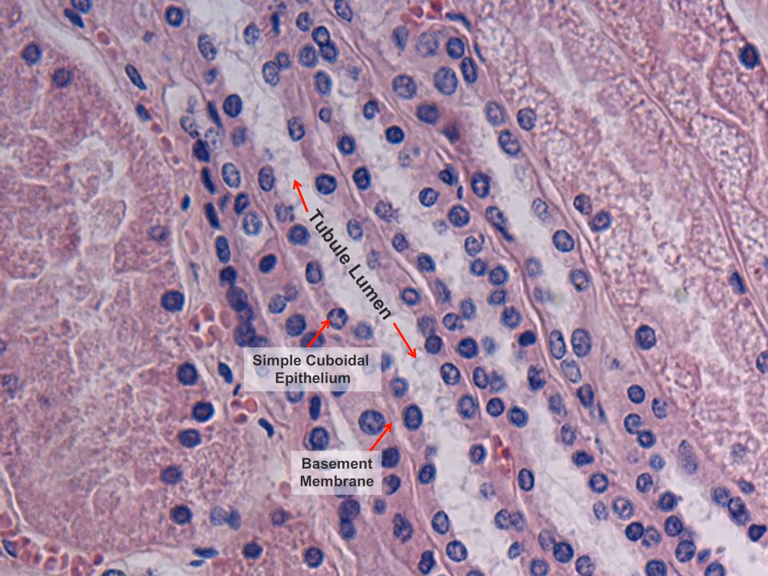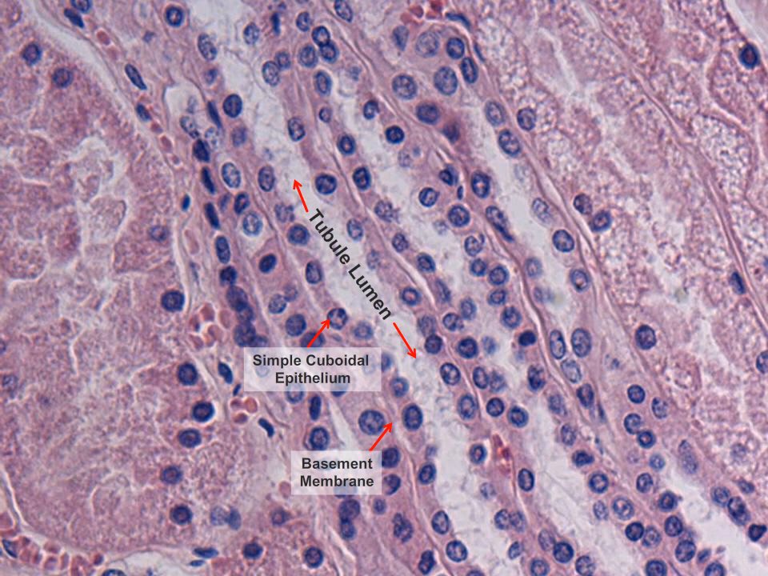Okay, here's another example of a simple cuboidal epithelium. Again, this one's probably from the kidneys. So what you can see that I've labeled here is the tubule lumen. You can see that there are 3 or 4 tubules that are traveling from the top of the screen to the bottom of the screen, and that the open space in those tubules is called the lumen. And lining that lumen, we have a single layer of cuboidal epithelia, so we call that a simple cuboidal epithelium, and then that's sitting on a basement membrane.